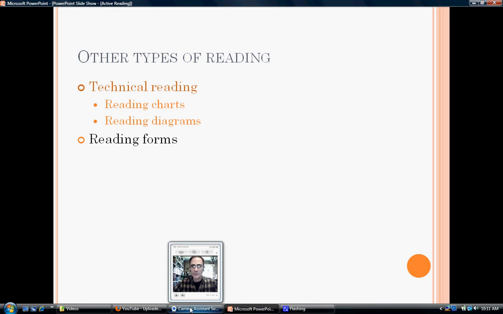Now, reading forms falls into three steps. The first step is to read the form first. Before you do any filling out, before you write anything in that form, read the entire form. And then you fill out the form. You read it before you fill it out to be sure that you know where everything goes, where your name goes and your address goes, so it's not separate blocks for all the different stuff. So be sure to read the form and then fill the form out.